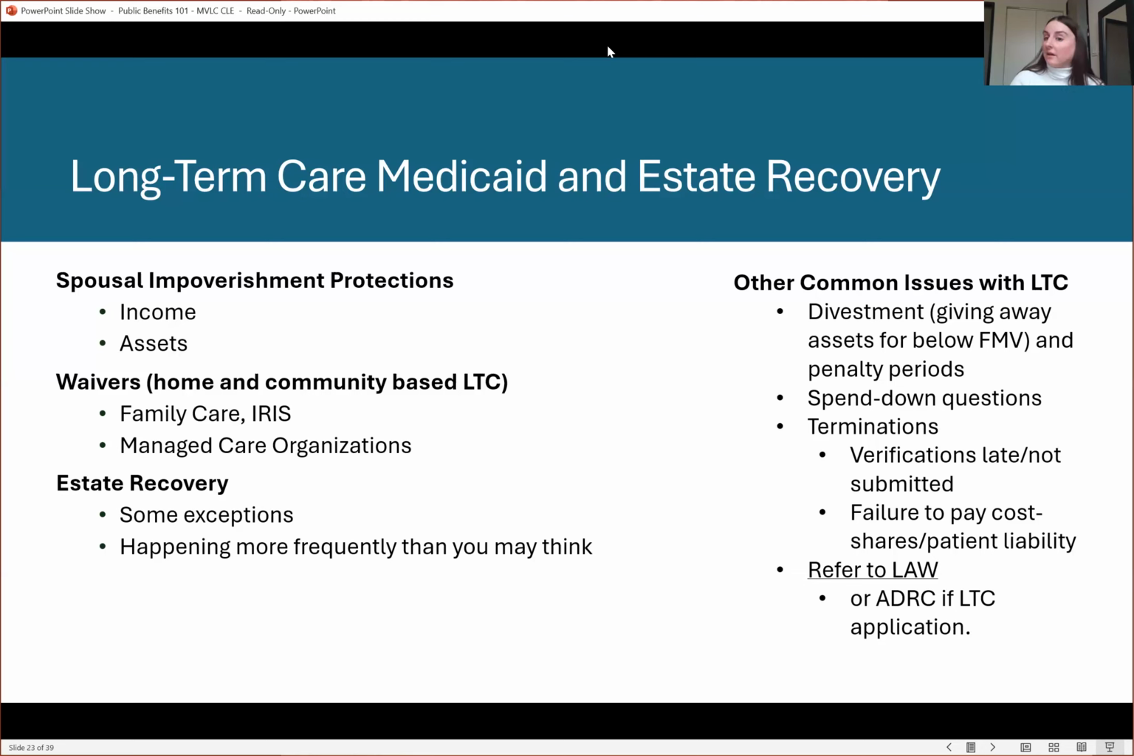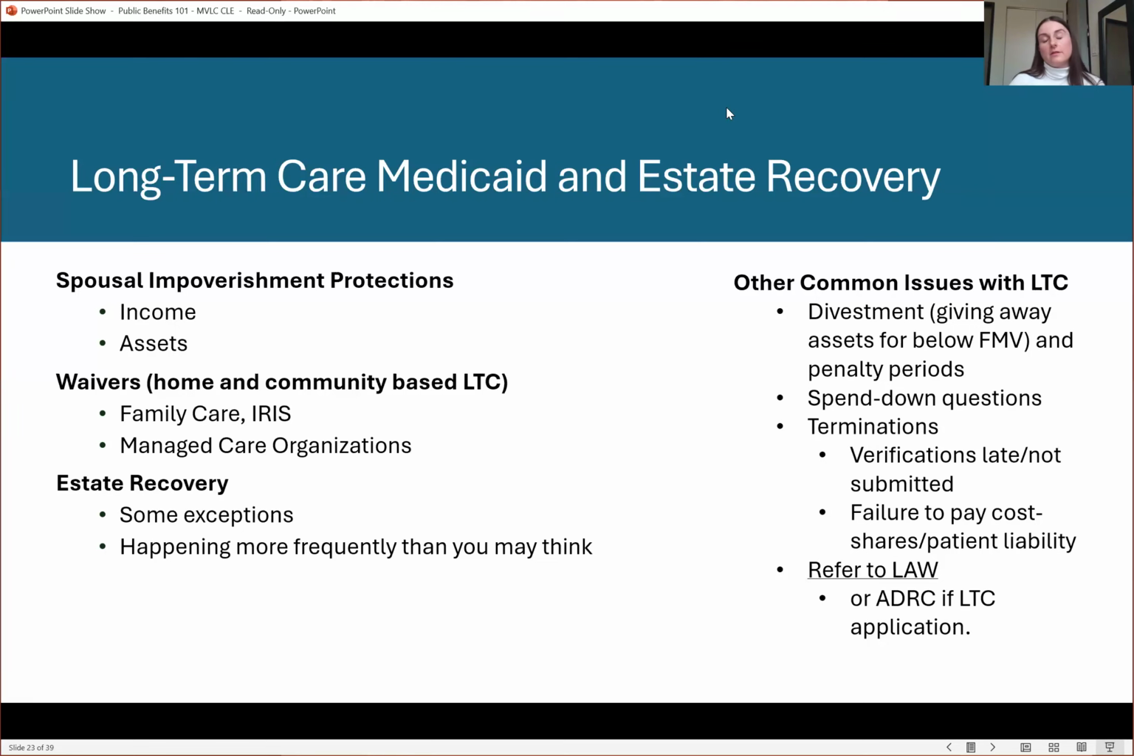A client who's on long-term care Medicaid will often say, I get Family Care, or I'm on IRIS. That's just how clients often refer to it. So that's a good key. They're on state health insurance. It's just that specific program.